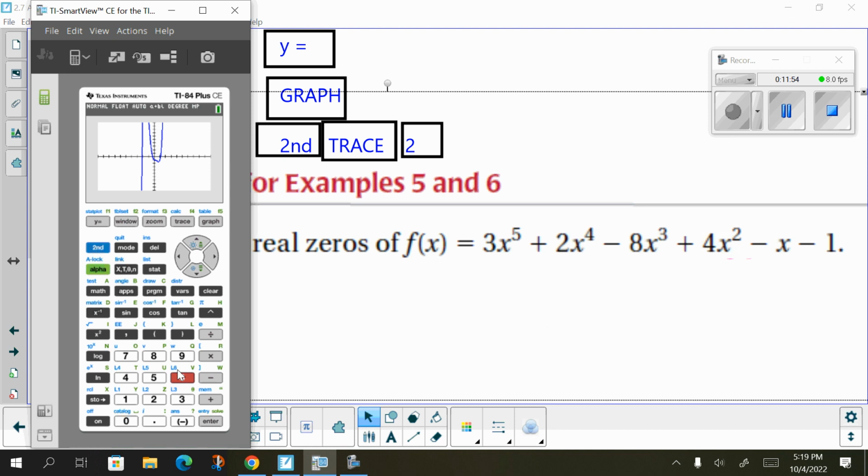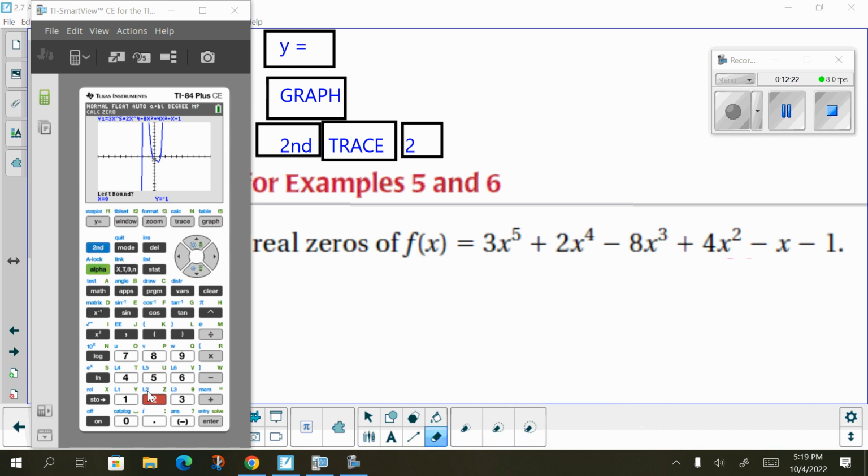Every time you want to find a solution, you have to start this process back at the beginning. You do second, trace, number 2. And then they start asking you a series of questions. They'll ask you left bound, question mark, right bound, question mark, and guess, question mark. So you have to decide what solution you want to find. I want to find the one with the green dot right here. My board's a little bit misaligned, but I basically want the solution furthest to the left. So I'm going to pick a number left of that solution I want to find. How about -4? I type the number in and click enter.